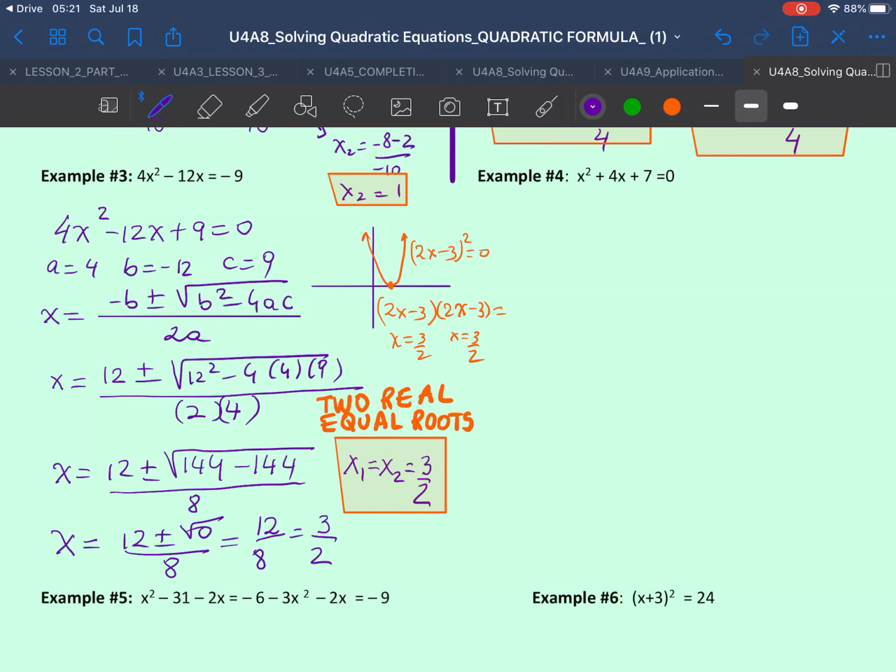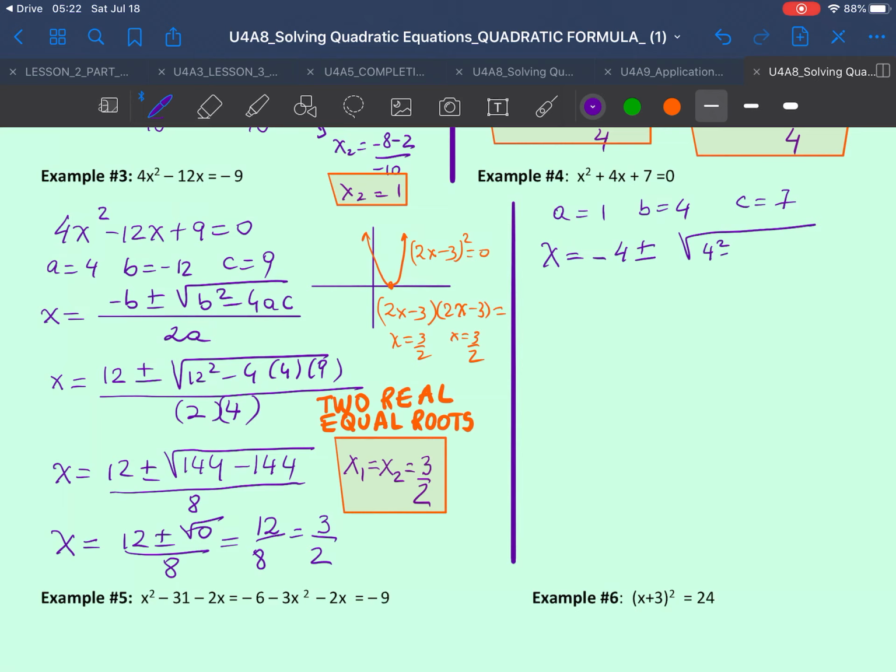So we're moving on to our next example. Let's see if this one brings any surprises. x squared plus 4x plus 7 equals 0. So we have the values of a, 1, b, 4, c, 7. I'm going to say that x equals, negative b, so negative 4, plus or minus square root of b squared, 4 squared, minus 4 times 1 times 7, divided by 2 times 1.